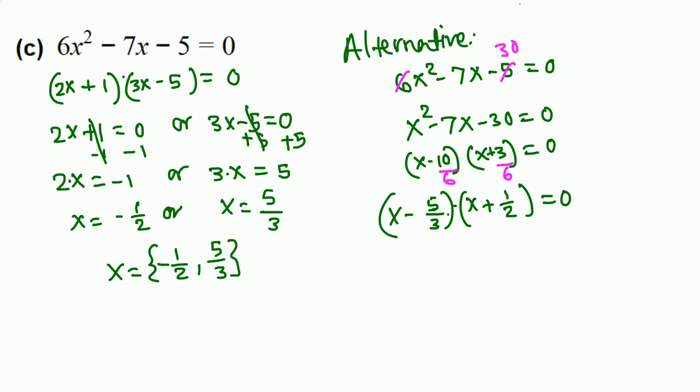So we have a product of two things equals 0. That means either this factor is 0 or this factor is 0. From the first factor, x minus 5/3 becomes 0 when x equals 5/3. 5/3 minus 5/3 is 0. x plus 1/2 becomes 0 when x equals negative 1/2. And these are the same answers.